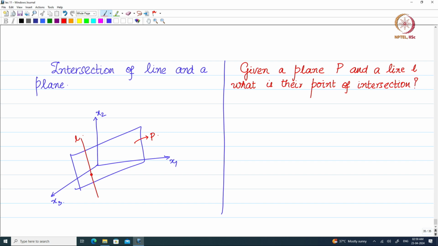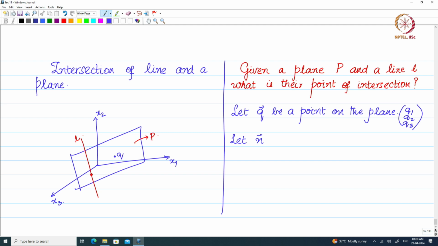So, what is the point of intersection? Let us assume that, let us take Q to be a point on the plane, with coordinates, let us say Q1, Q2, Q3.